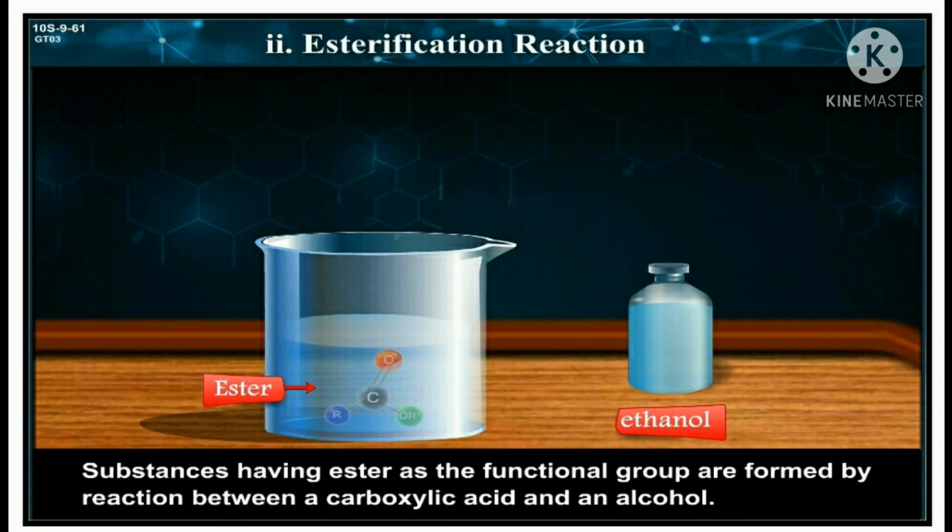Next reaction of ethanoic acid is the esterification reaction. Students, this is the last topic of this chapter. The next part of the chapter is omitted, as I told you. Substances having ester as the functional group are formed by reaction between a carboxylic acid and an alcohol.